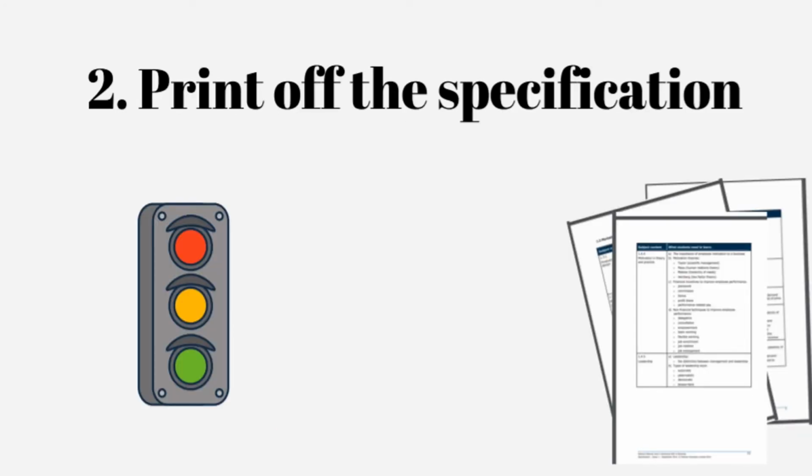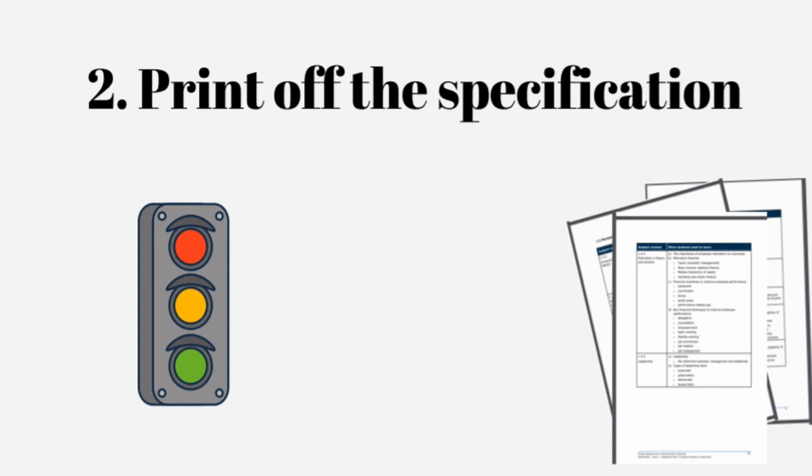Tip number 2, print off the spec. So the spec shows all the topics that you will learn for that unit, for that theme, for the entire duration of the course. So it's very important to print it off, or maybe have it in an electronic folder, but I do recommend printing it off because there's so many things you can do when you print it off.